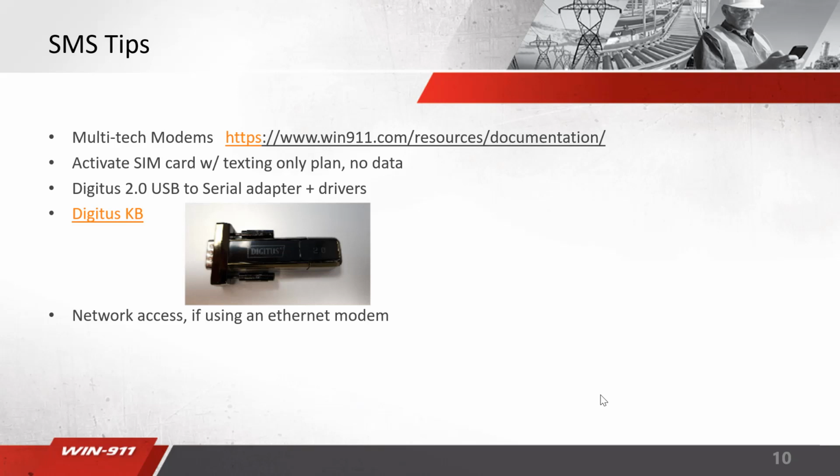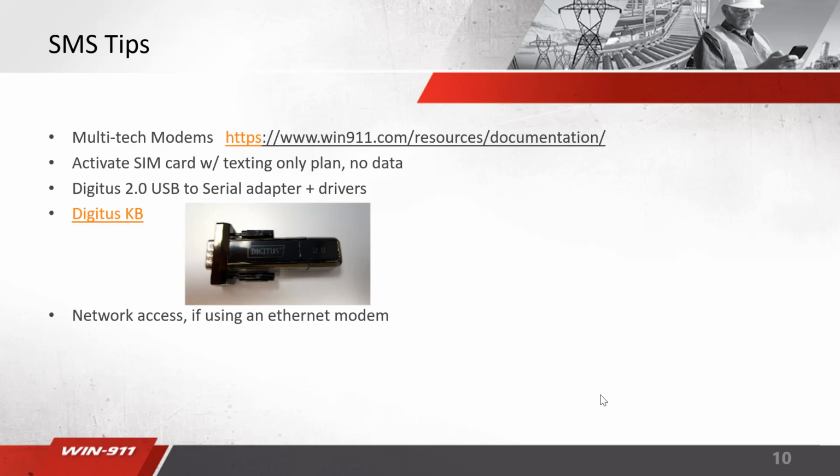If you're using a serial modem, but you don't have a serial port on your machine running WIN-911, you need to get this Digitus USB to serial adapter. Now there's a KB link right here, and you can review this later. Again, all of the KBs that we are going to have are going to be in the comment section of the video. And this KB walks you through everything you need to get the Digitus drivers downloaded, to get this to pop up into your device manager correctly, and have that working with your USB to serial.